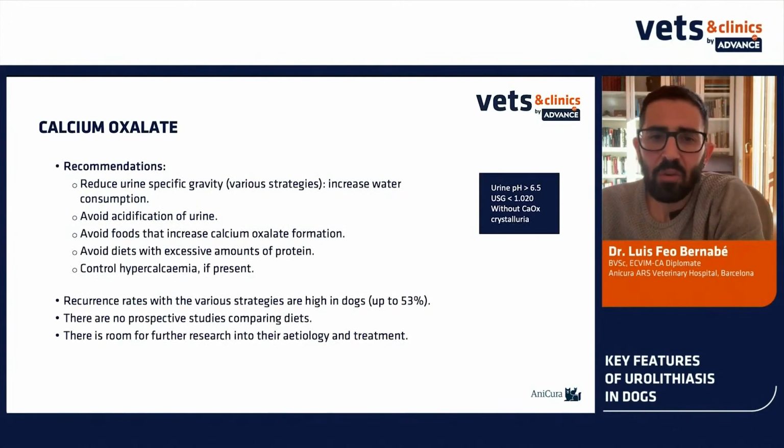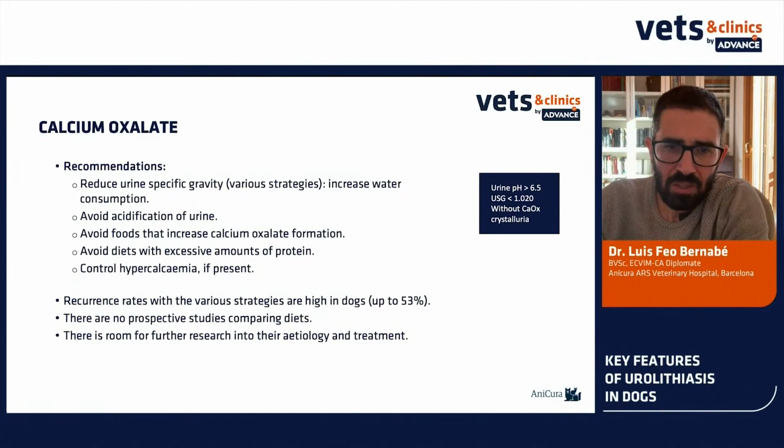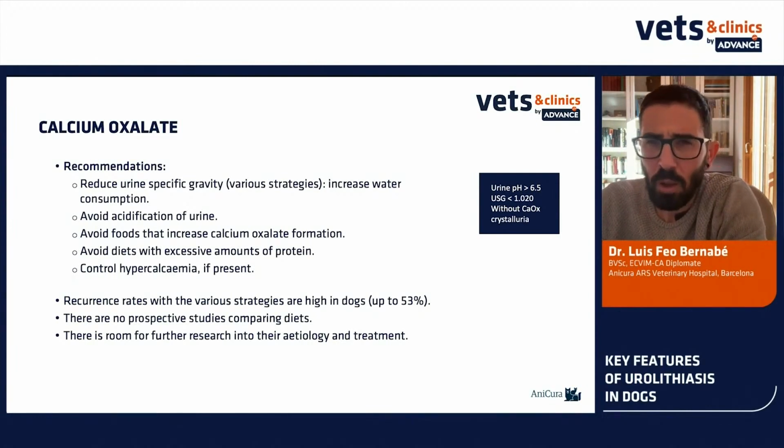What are the recommendations about prevention? How do we prevent recurrence after you have removed these stones from the patient? For sure, one of the biggest is to reduce urinary specific gravity. There are different strategies for that, but increased water consumption is probably the biggest one. Avoid acidification of urine. It's probably less important, but it's also important. Avoid food that increases calcium oxalate formation; there is some food that is more prone to this formation. Also avoid an excessive amount of protein in the diet.